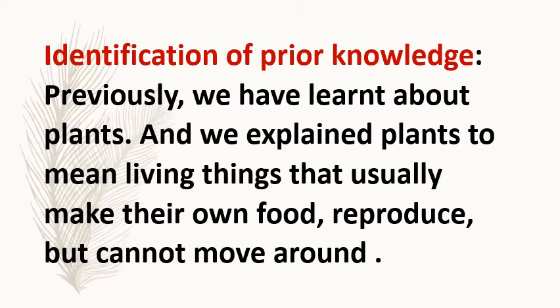From our last lesson on plants, we were able to explain plants to mean living things that usually make their own food and reproduce, but cannot move around. Living things, remember, could be plants and animals. Why do we say they are living things? They are living things because they have life in them. Good.